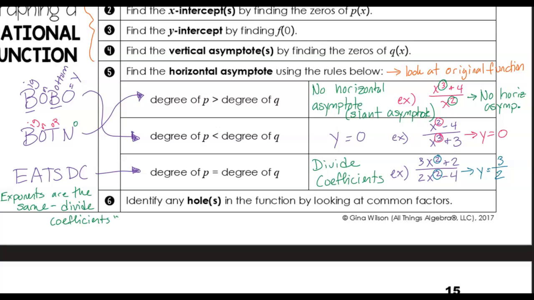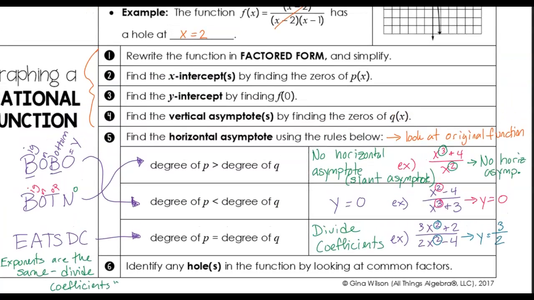Any questions on finding the horizontal asymptote? Okay. So now we're going to try to put it all together. I'm going to do 2 problems, and if I have enough time, I'll do a third if you want me to. We'll see.